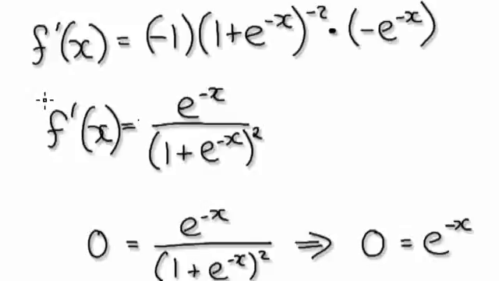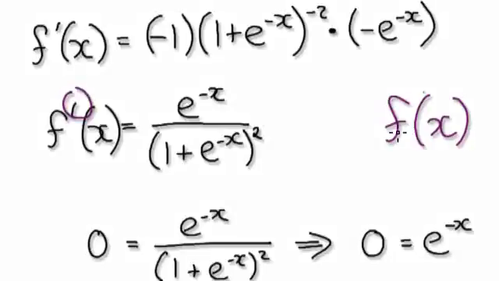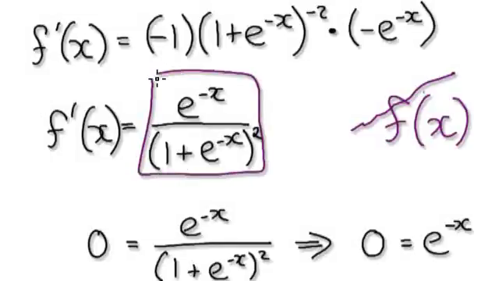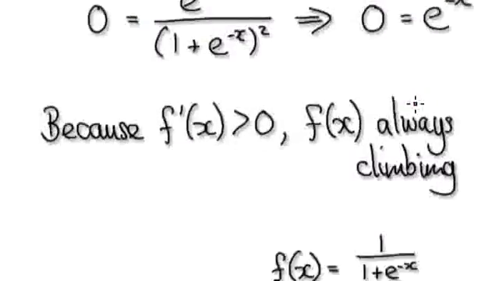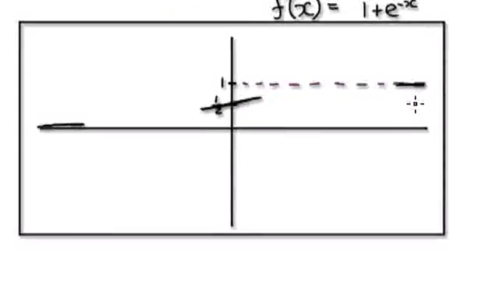The reason we know the function is always climbing, remember the function itself is different from f prime, is that f prime is always above 0. That implies that the function is always climbing. So now we need to consider f double prime.